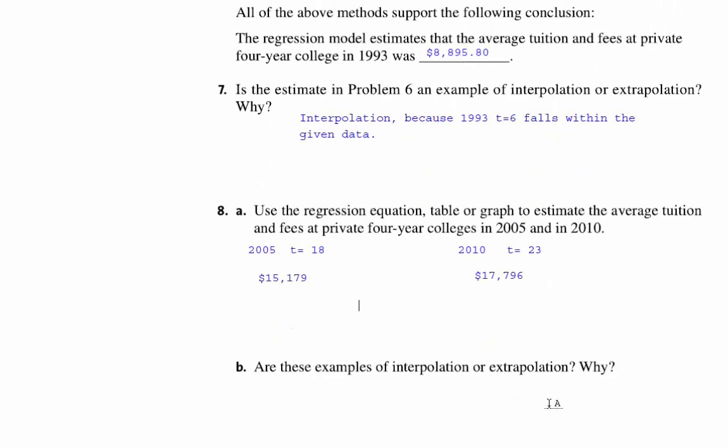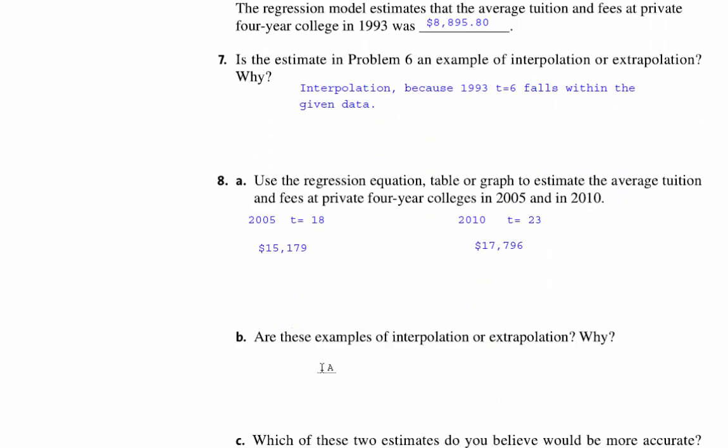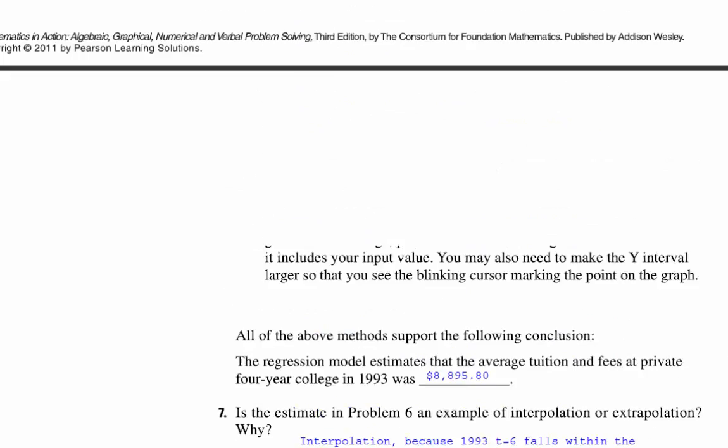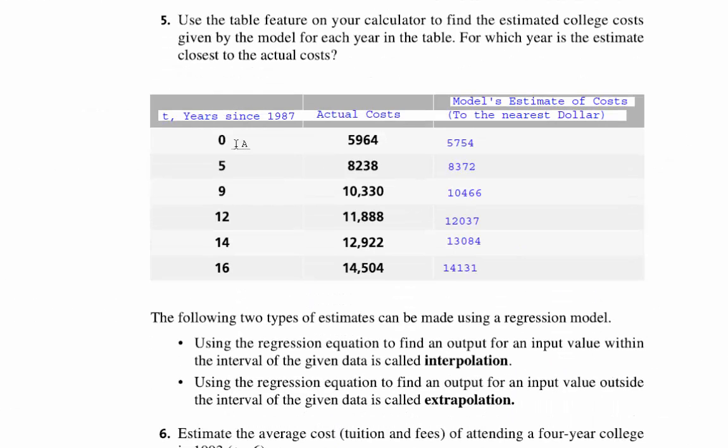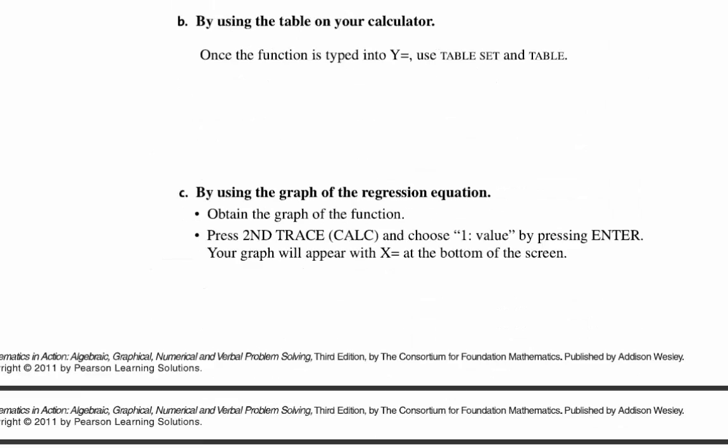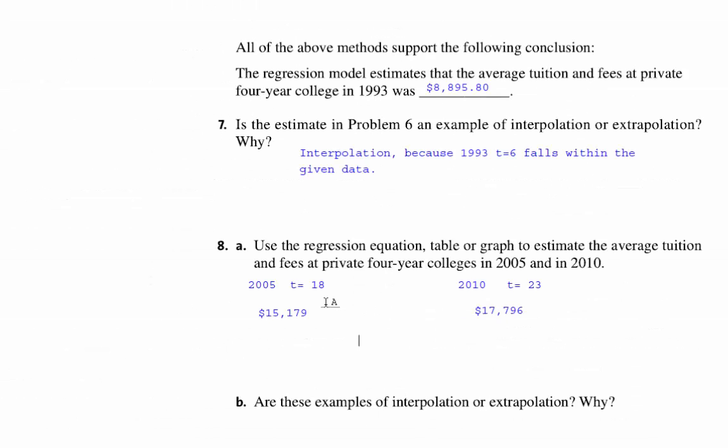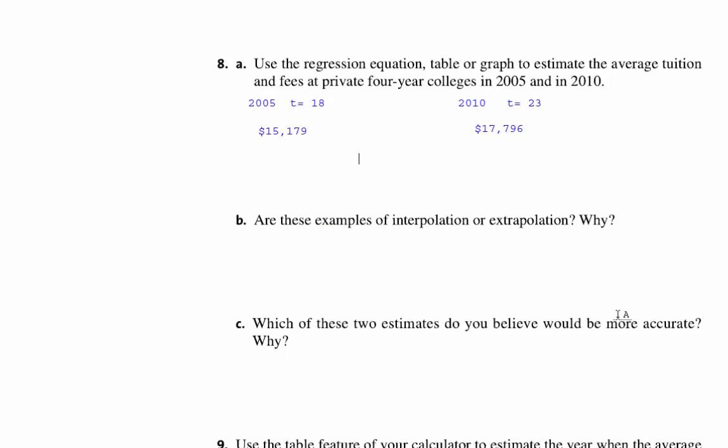Let's answer the next question. Part B, it says, are these examples of interpolation or extrapolation? So again, let's take a look at our table. Our table goes from 0 to 16, and t equals 18 and 23 are outside the table. So I'm going to say this is extrapolation because the data goes outside the given table.